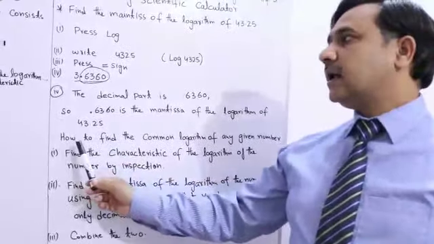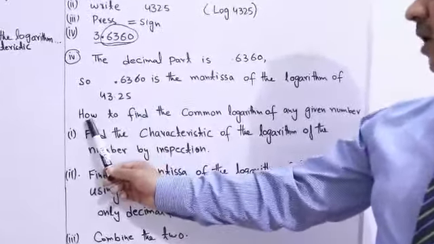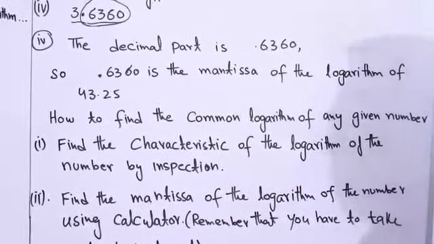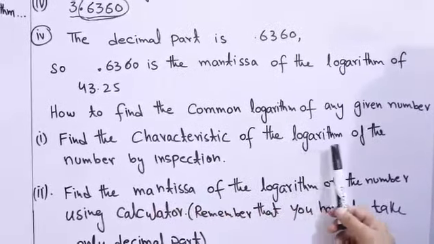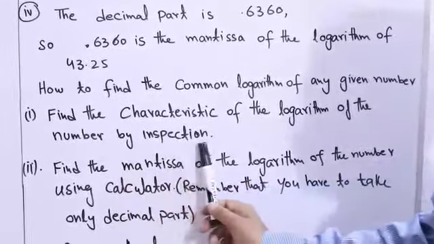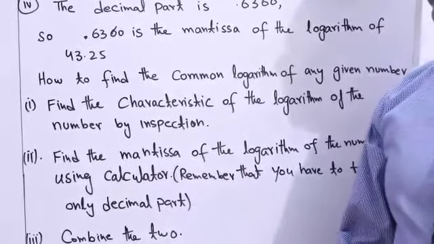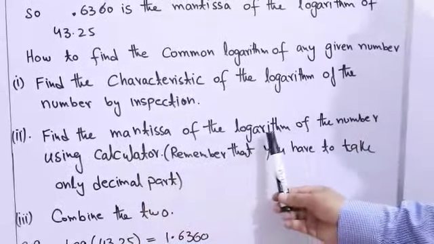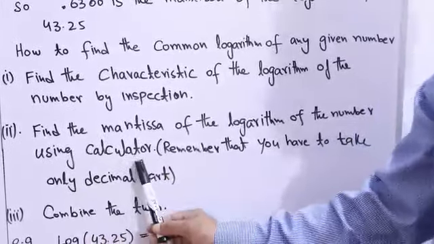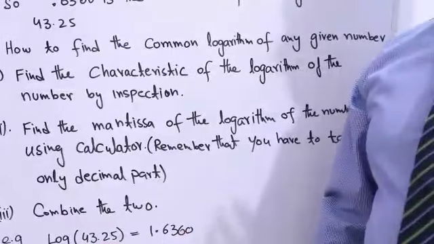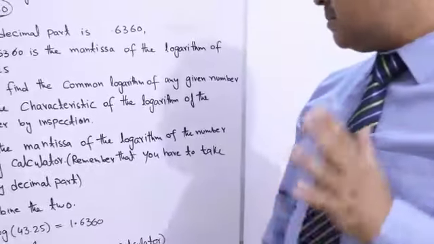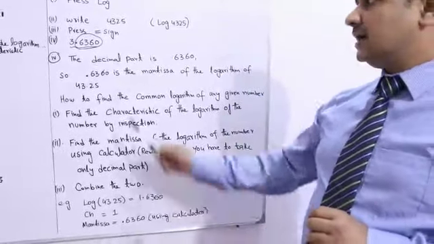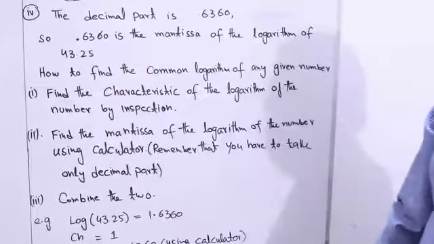Now, a summary of this method: how to find the common logarithm of any given number. First, find the characteristic of the logarithm of a number by inspection. Second, find the mantissa of the logarithm of a number using a calculator. And by using the calculator, you have to remember that you have to take only the decimal part, not the integral part, as we have taken here.